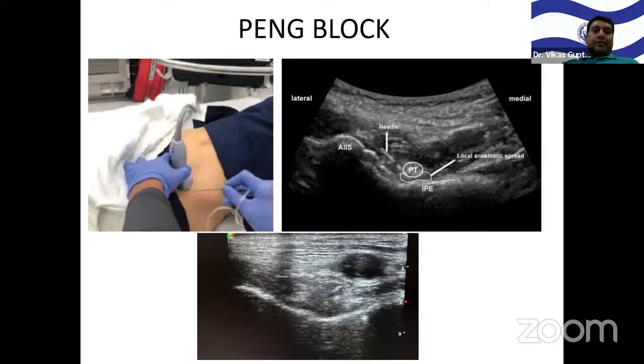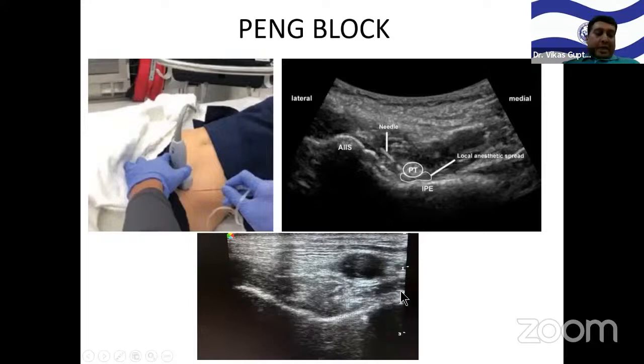anatomy? We have to identify first the anterior superior iliac spine. So we will put our probe there. Then we will go downwards, and we have to identify this anterior inferior iliac spine and iliopubic eminence. See this one, like this. Then there is a Y structure, that is called the iliopsoas tendon. There is the femoral artery. So we should have this view for the block. This femoral artery, the iliopsoas tendon, and iliopubic eminence.